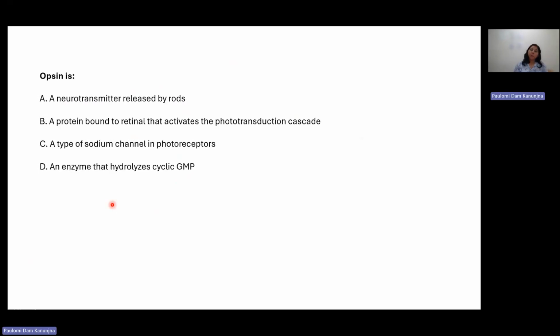Okay. Now, opsin, where do you have this opsin and what is this opsin? Is this a neurotransmitter released by the rods? Is this a protein bound to the retinal that activates the phototransduction cascade? Is it a type of sodium channel in photoreceptor, or is this an enzyme that hydrolyzes cGMP? Not a difficult question, but the words are interspersed and somehow put in different orders.